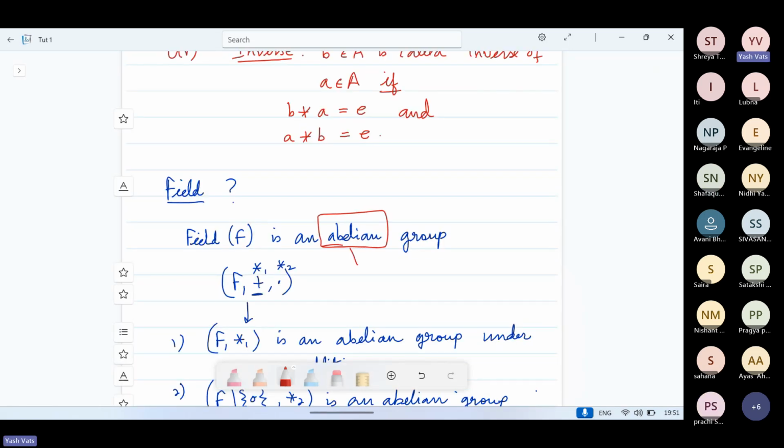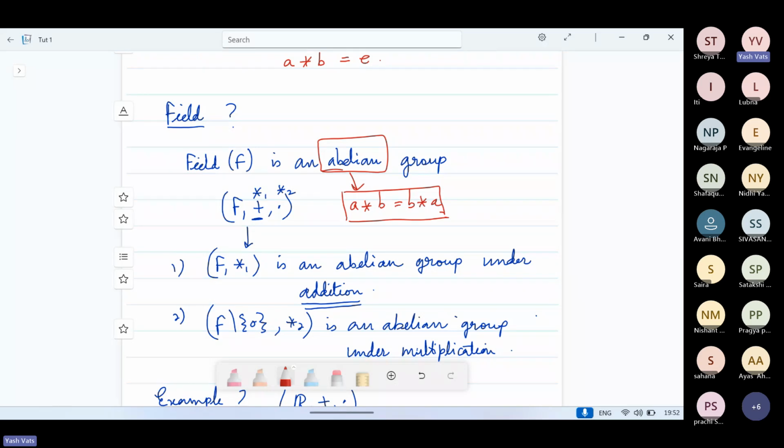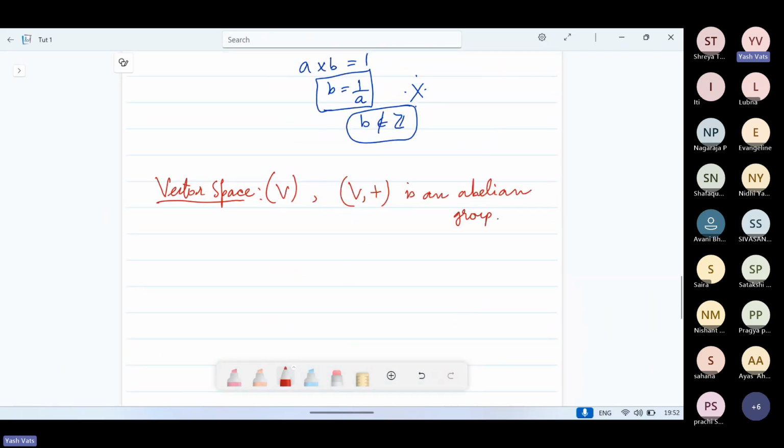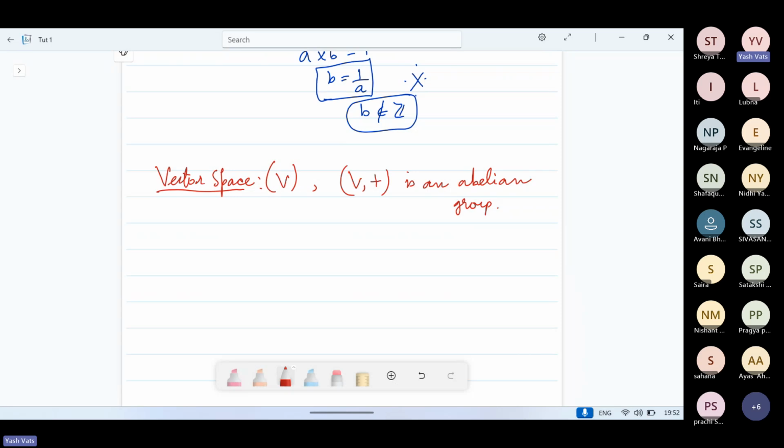An abelian group is one where A star B is the same as B star A. That is a commutative relation, like associative, but it's a different relation. That is another property. I haven't defined it, you should have told me. So A star B is B star A, that is one other property. If a group follows that property, then we say that the group is an abelian group. All right. So V plus is an abelian group. That is one property of a vector space, that it needs to be an abelian group.